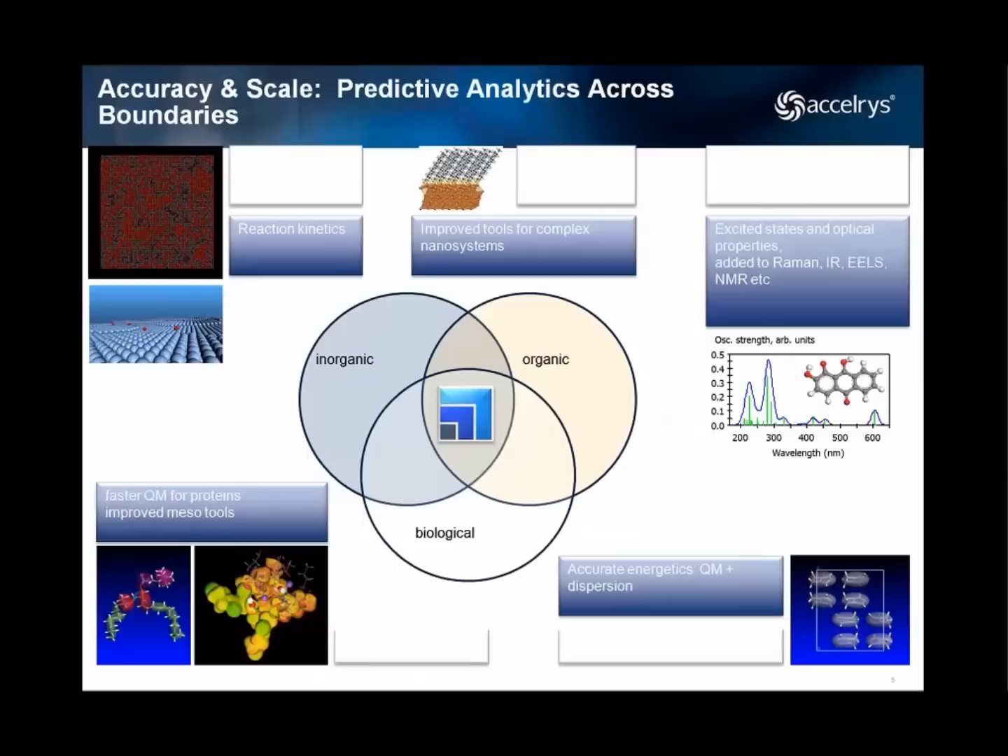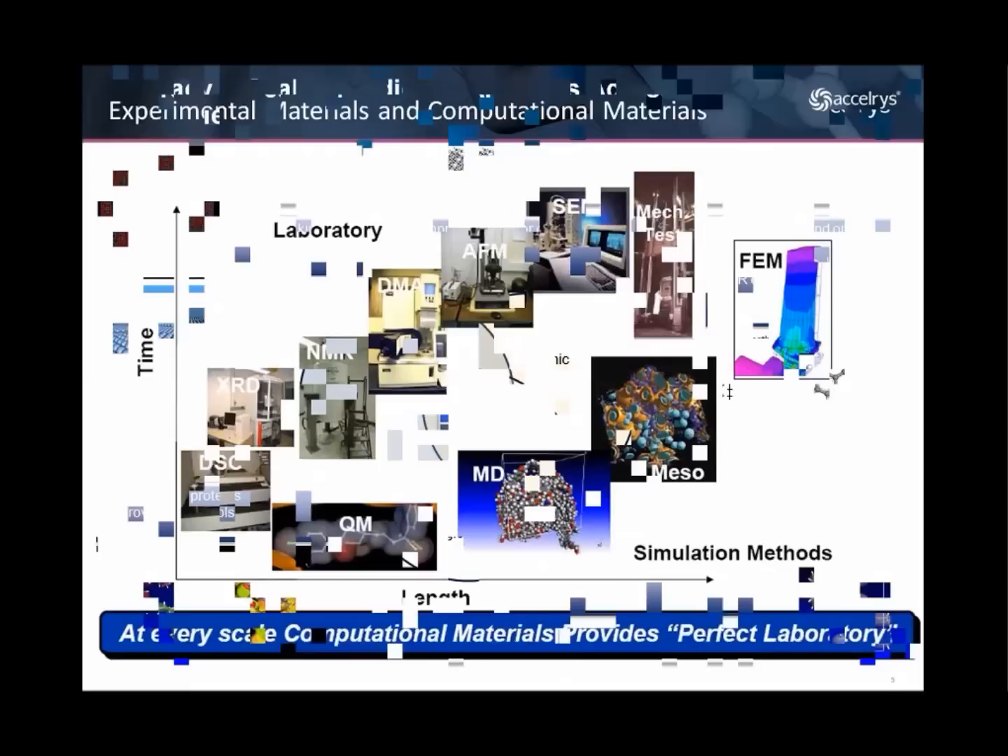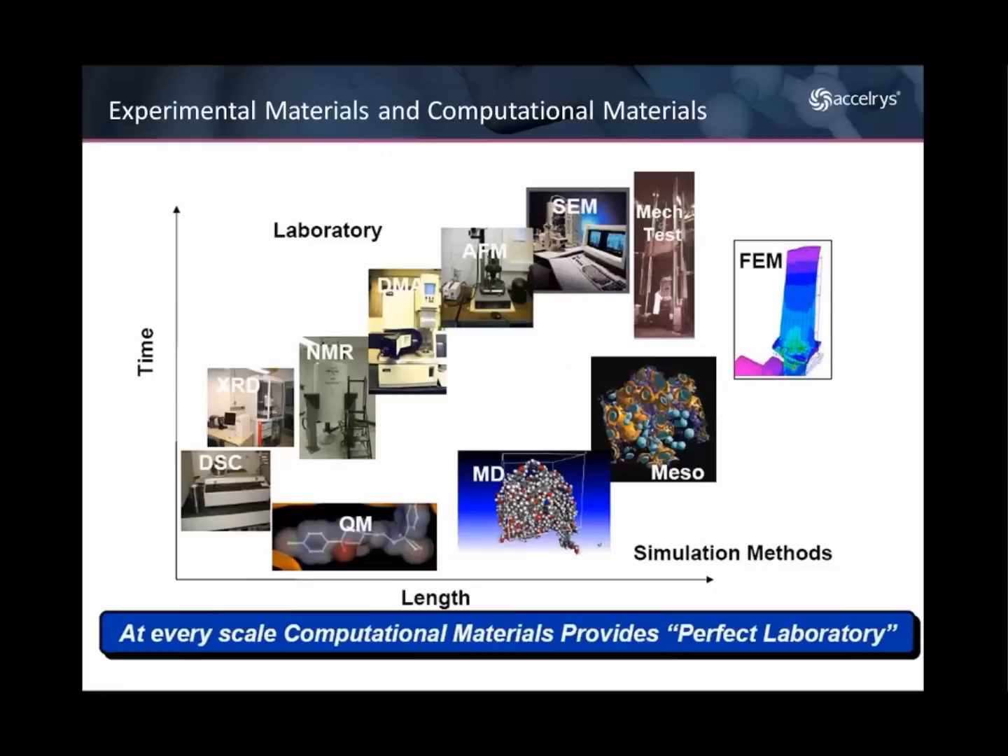The sort of areas that people look at across boundaries are inorganic, organic, and biological, trying to understand crystal cell assemblies, trying to understand how those assemblies relate to laboratories where people manage information and informatics from differential scanning calorimetry all the way through atomic force microscopy.